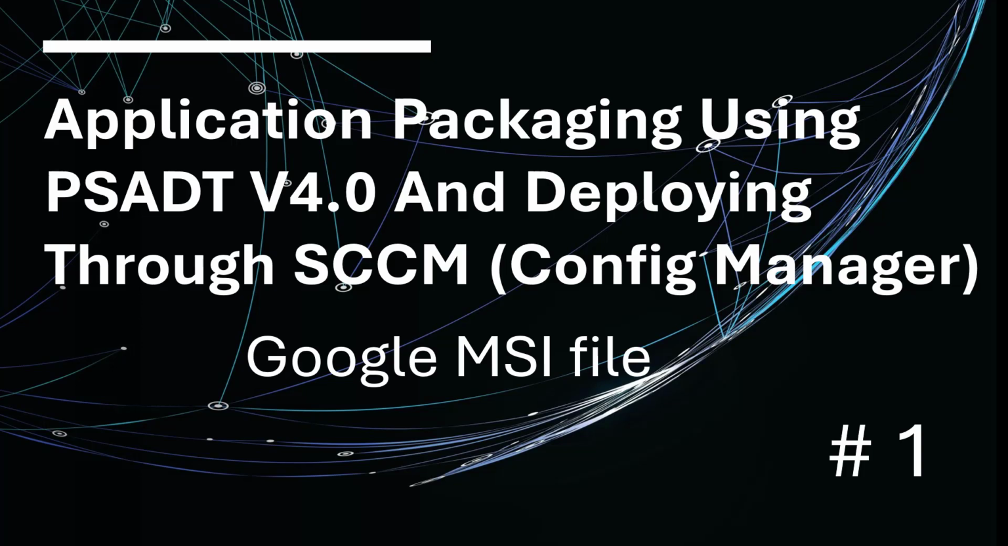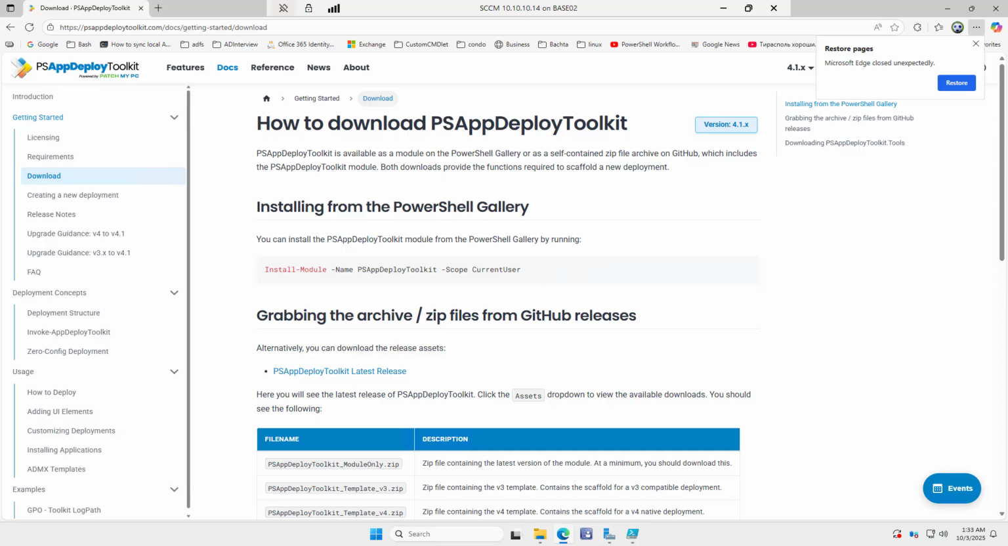Hi, in this video we are going to package an application using PSADT, which is the PowerShell App Deployment Toolkit version 4, and deploy it through SCCM, which is Configuration Manager. In this example we are going to use the Google MSI file, and finally package it using SCCM. I'm following the documentation from here.